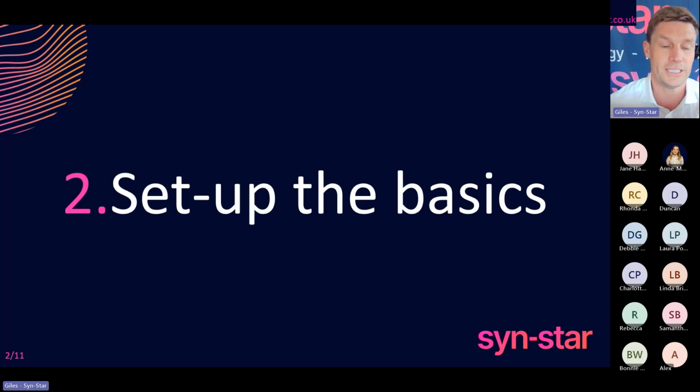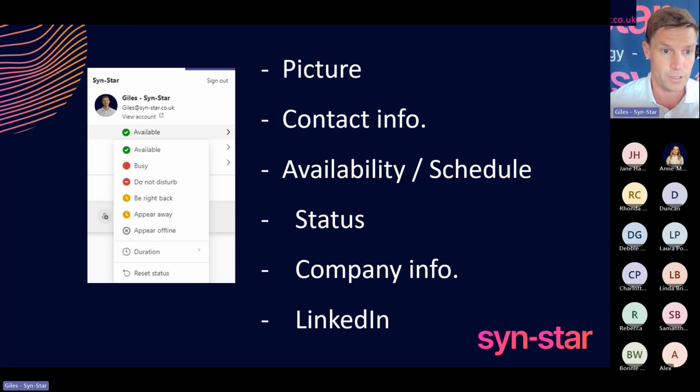So then let's talk about setting up the basics. If you've been using Teams for quite a while, it's always worth reviewing this. The basics are, it's always good to have a picture on there and correct contact information. This is generally for the business, but it's making sure that you've got the right information on there as well. And availability and schedule. The really good thing with this is it will automatically flip over to whatever availability you've got, whether you're available, busy, or do not disturb. This can also sync in with your calendar, so if you've got appointments in your calendar, this can pull through.